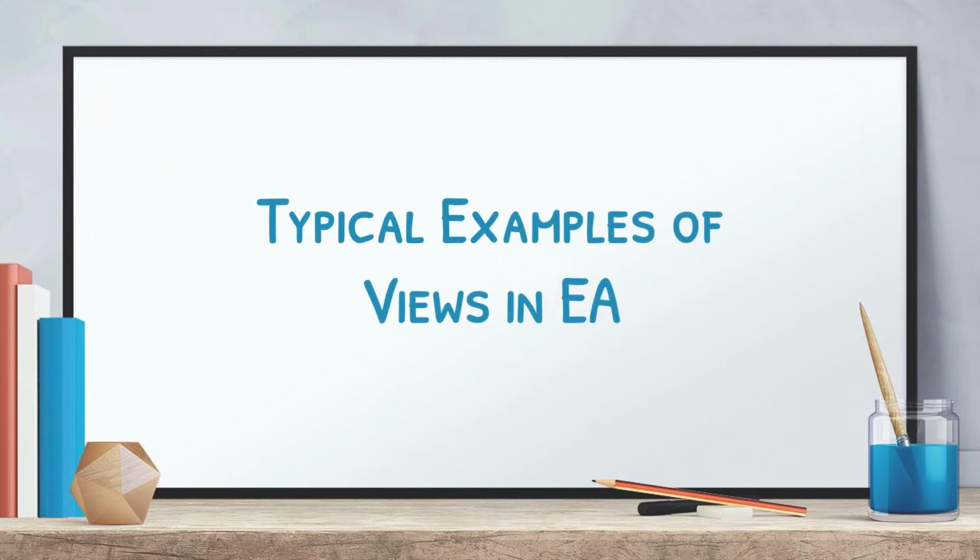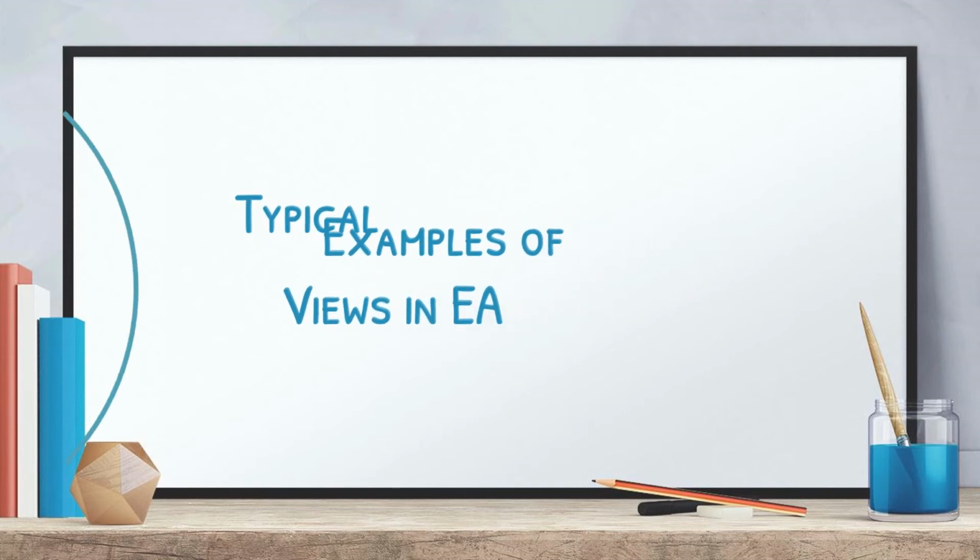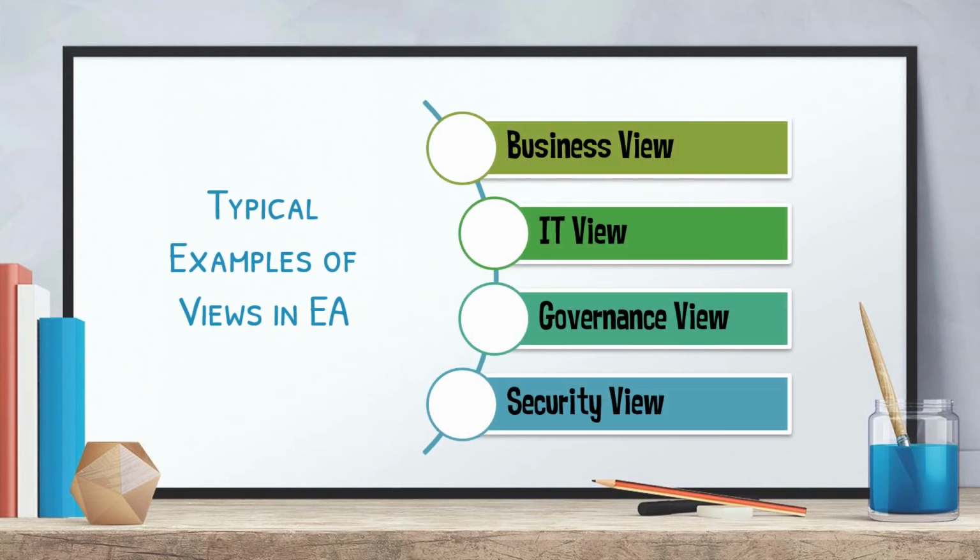Now, there are four typical examples of views in EA: the business view, IT view, governance view, and security view. In the business view, one would define the integrated structure of the overall business itself. Business architecture supports business change with a more holistic perspective. This approach is becoming more important with the move toward service-oriented architecture at the business level.